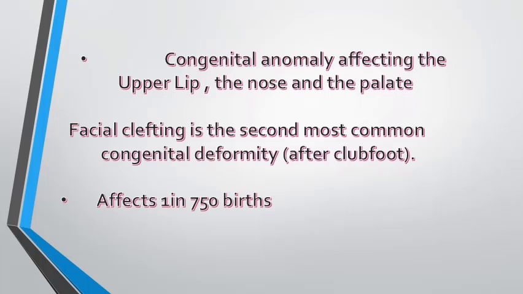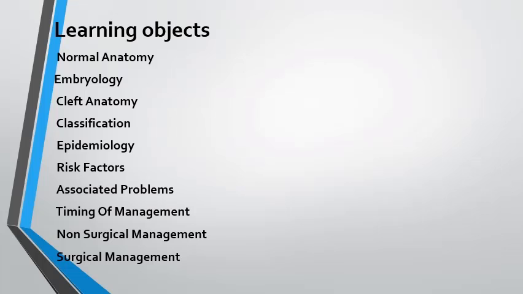Cleft lip and palate are congenital anomalies that affect three regions in the human body: the upper lip, the nose, and the palate. It is the second most common congenital deformity after clubfoot, and it affects 1 in every 750 live persons worldwide. Your learning objectives as an undergraduate student are to have a basic idea about cleft lip, palate, and their development and management.